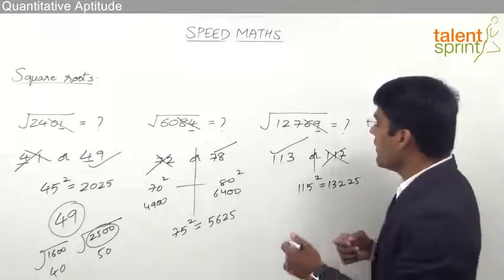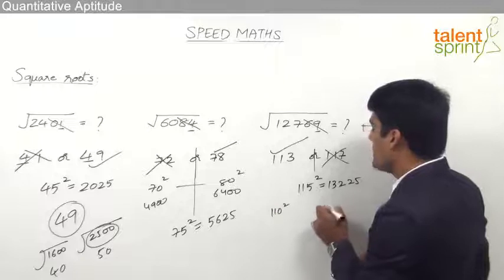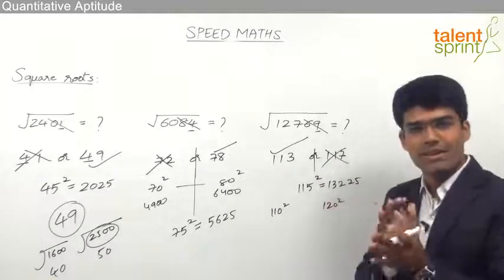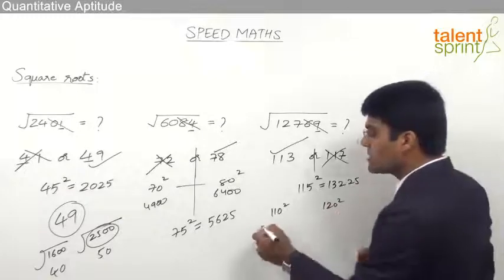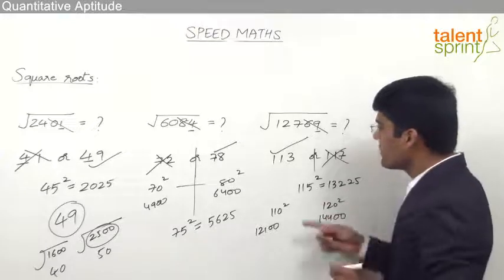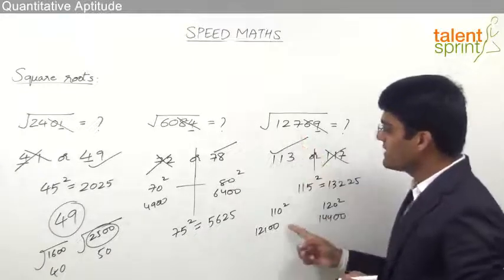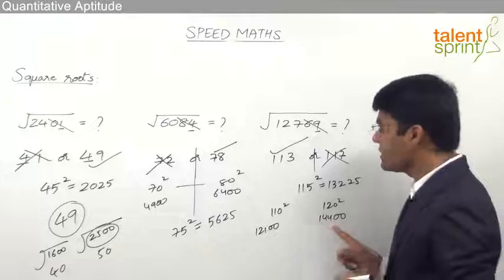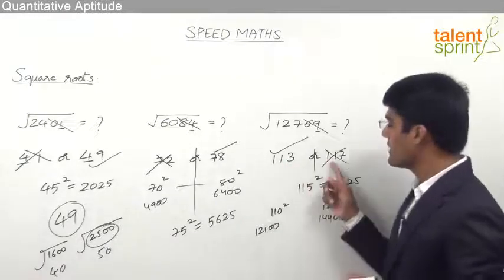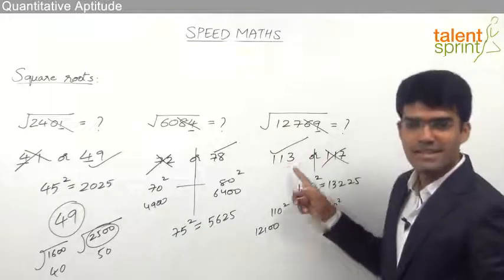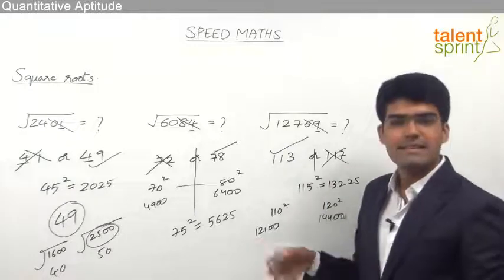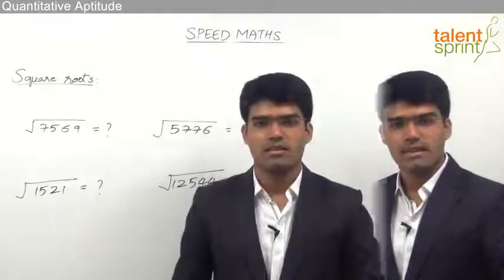Otherwise, we can just see what is 110 square and 120 square. Why? Because the numbers here are 113 and 117. They lie in between 110 and 120. 110 square is 12100 and 120 square is 14400. Clearly 12769 is closer to 12100 when compared to 14400. So the answer has to be closer to 110. What is closer to 110 out of these two? 113. So hence 113 is the correct answer. So this is how you simply apply these 3 simple steps and get the required answer.